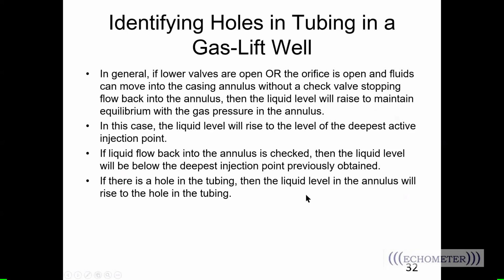All right, problems in the tubing string. In general, if the lower valves are open or the orifice is open and fluids can move into the casing annulus without a check valve stopping backflow into the annulus, then the liquid level will rise to maintain equilibrium with the gas pressure in the annulus. In this case, the liquid level will rise to the level of the deepest active injection point. If liquid flow back into the annulus is checked, then the liquid level will be below the deepest injection point previously obtained. If there's a hole in the tubing, the liquid level in the annulus will rise to the hole in the tubing. So we're going to look at some examples here.